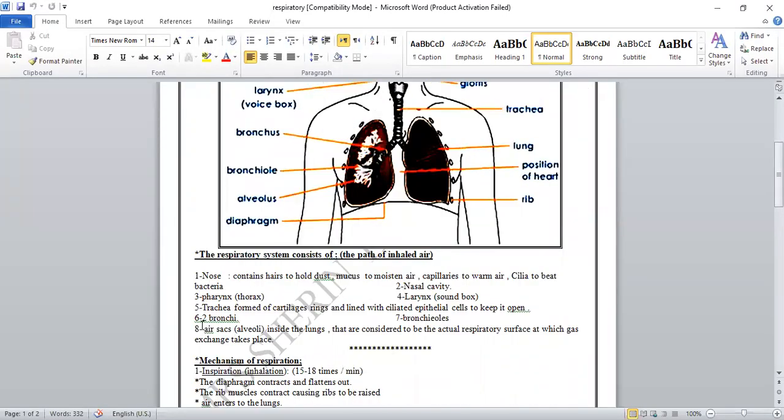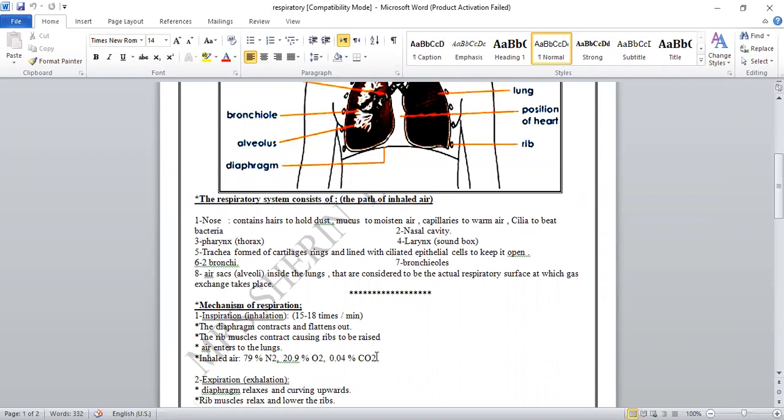يبقى انا عندي two bronchi وبعد كده الـ bronchioles small branches called the bronchioles، air sacs اللي هي الـ alveoli inside the lungs that are considered to be the actual respiratory surface at which gas exchange takes place. يبقى ليه الـ alveoli considered the actual respiratory surface؟ Can you answer this question? Because the gas exchange happens inside them. Yes, because gas exchange takes place inside them. Okay.